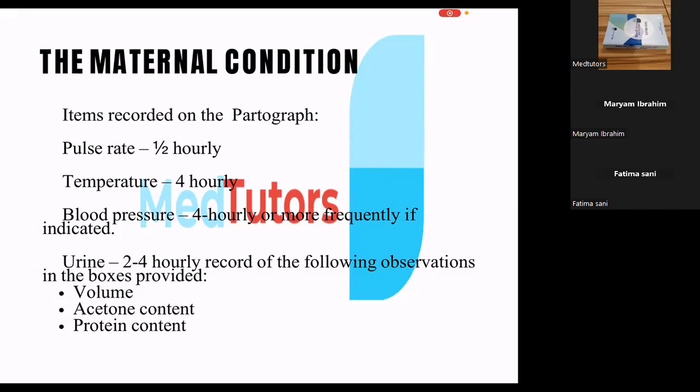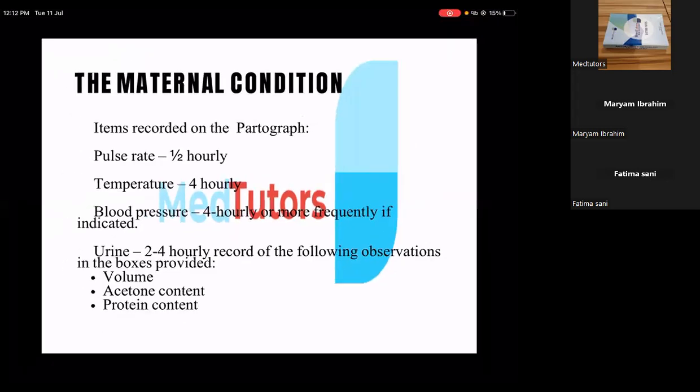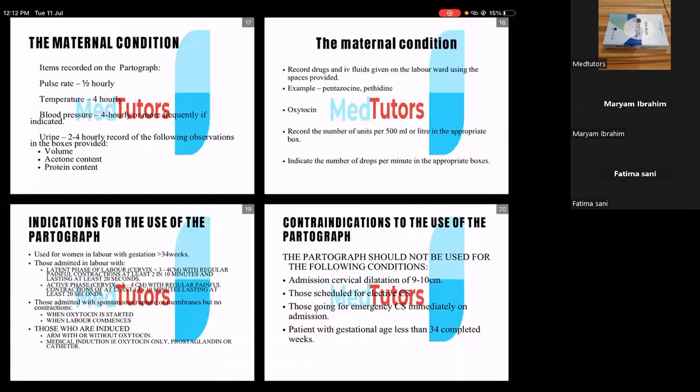the condition will determine whether you will follow this 4 hourly or you will revise it to maybe hourly or 2 hourly. Then, of course, you check the urine output every 2 to 4 hours, and then you look for the following parameters, which are documented on the Partograph. We have the volume of the urine, which you will write, whether there is acetone in the urine or there are proteins in the urine. So this is about the maternal component.